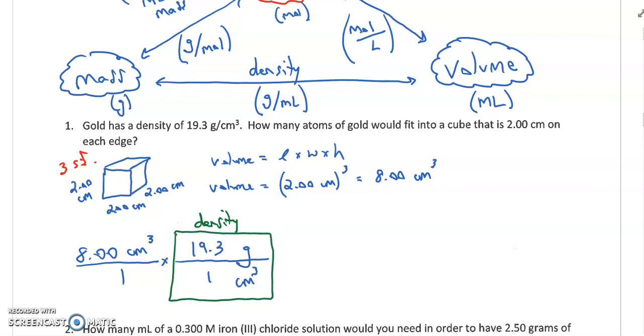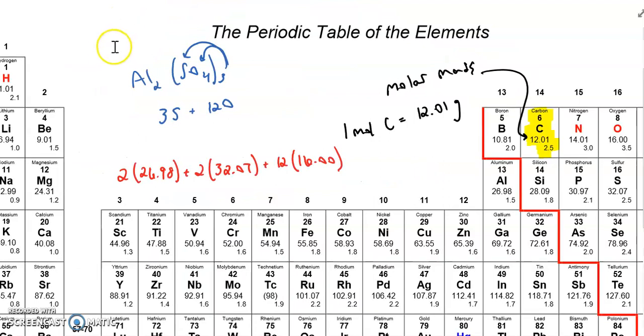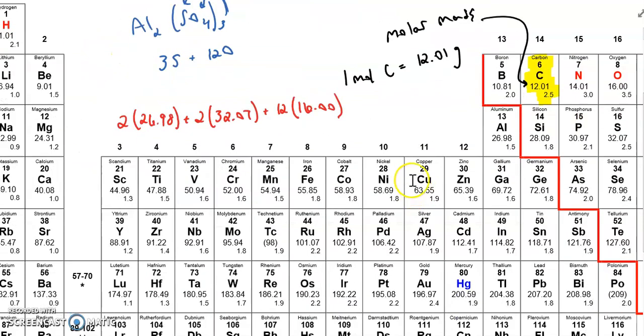Okay. What this allows me to do is cancel out volume, centimeters cubed, and I'm in grams. Now I can use the standard molar conversions that we used last unit. If I look on the periodic table and find gold, down here at the bottom, highlight it in blue, for every 196.97 grams, that's 1 mole of gold.